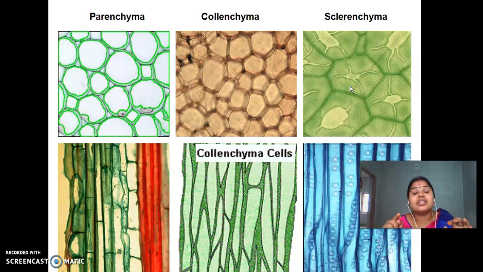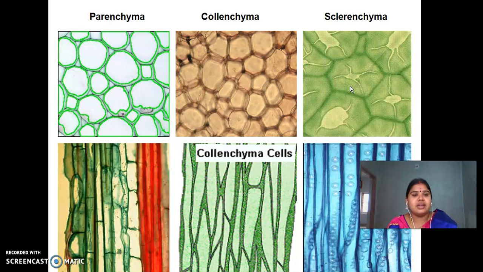Why? Because it contains a chemical substance called lignin. Okay, an important question: name a chemical substance which is present in the sclerenchyma. Lignin is the chemical substance. This chemical substance acts like cement, and it gives hardness to the plant. So if it is very hard, what happens? It can withstand natural calamities like heavy winds, storms, whatever.